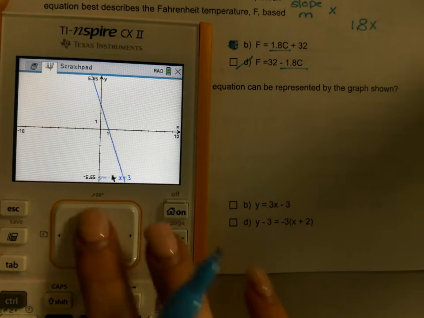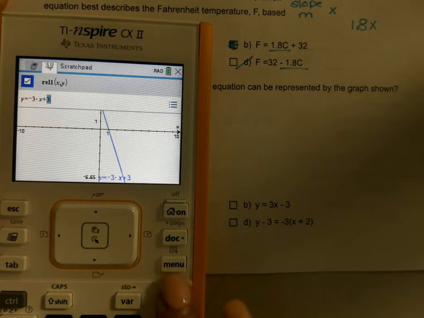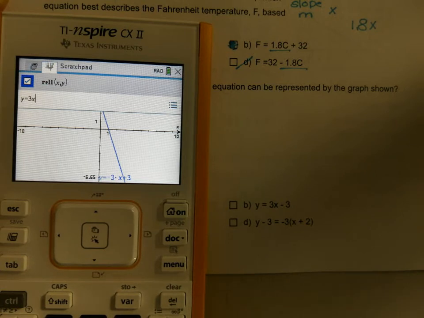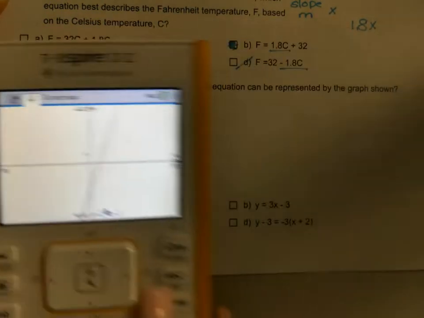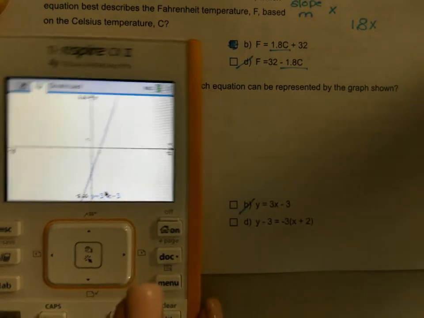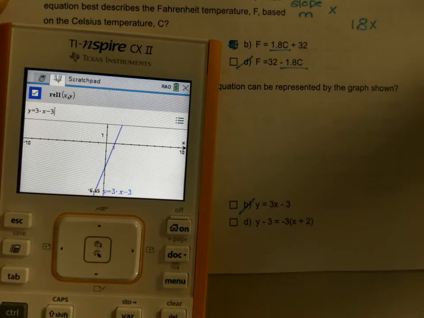Okay, so let's click on it, delete this, y equals a positive 3x minus 3. Okay, so that crosses it at a positive 1 as well, so it can't be that one. Double click on it. Try the last one. Y minus 3 equals negative 3 parentheses x plus 2.